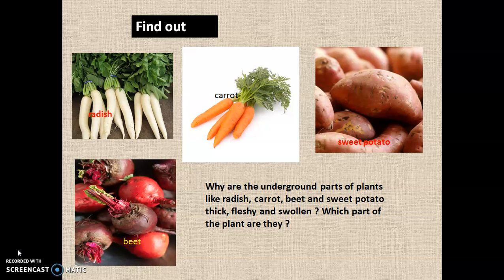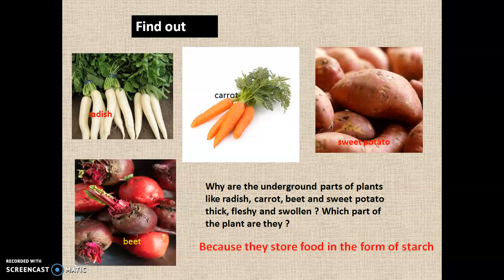First, we will find out why the underground parts of plants like radish, carrot, beetroot and sweet potato are thick, fleshy and swollen. Why are they swollen? These are all vegetables that we eat, because these are very healthy. Have you ever thought why these parts are so thick and fleshy? What is there in that?